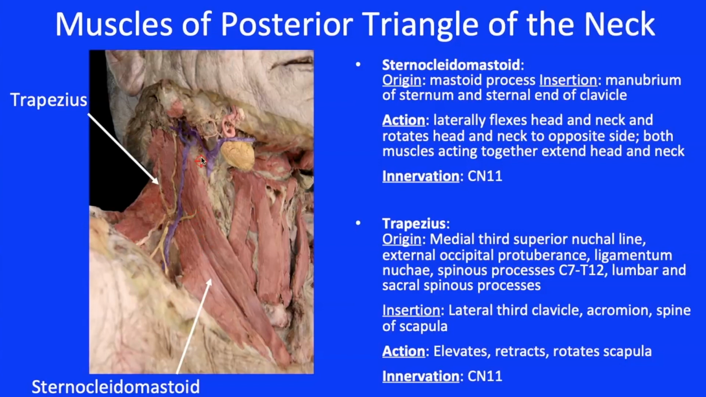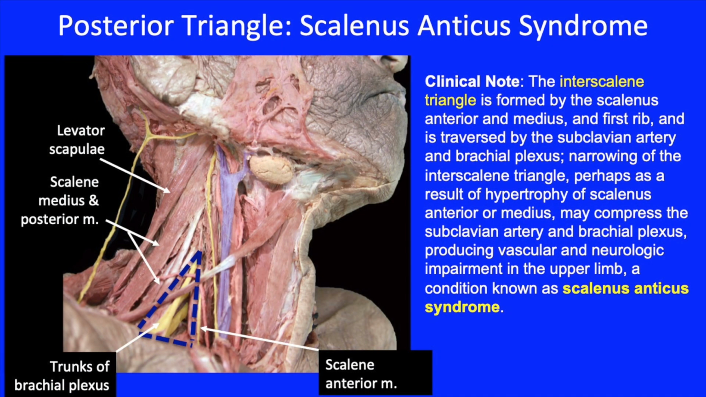Both muscles, the sternocleidomastoid and the trapezius, are innervated by the spinal accessory nerve, cranial nerve 11. After reflecting the sternocleidomastoid and trapezius, we find muscles making up the floor of the posterior triangle of the neck. These muscles function mainly for lateral flexion of the neck and assist with respiration.